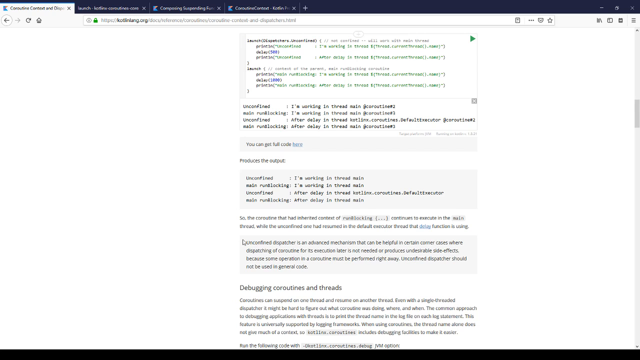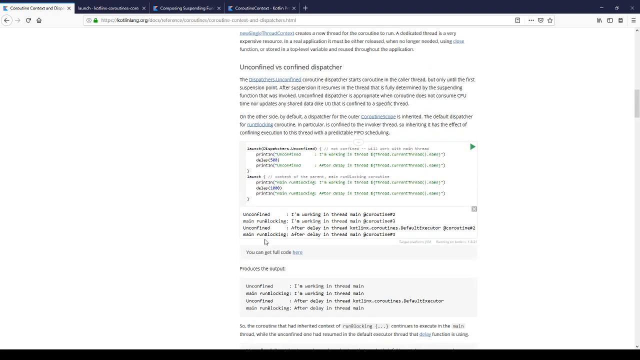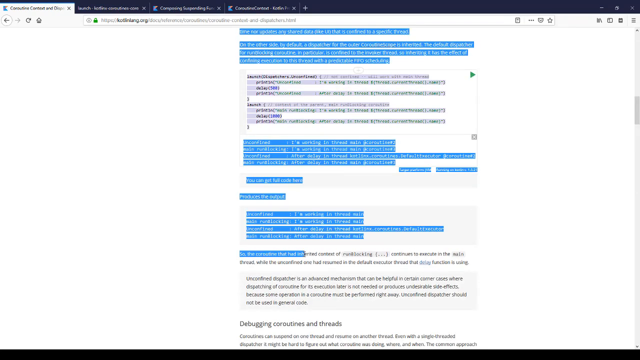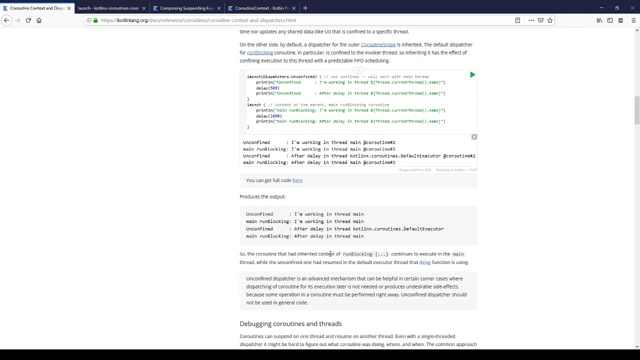So here it said, wait. So the coroutine, blah blah blah. What? Where? So the coroutine that had inherited context of run blocking coroutine to execute in the main thread, while the unconfined one had resumed in a default executor. Yeah, this is something we already covered.